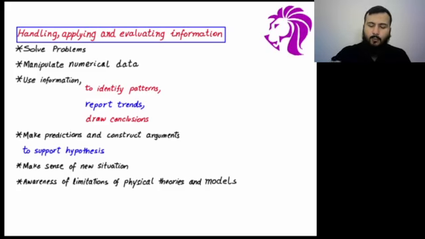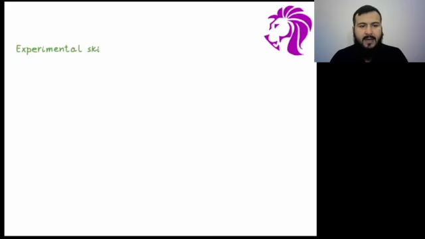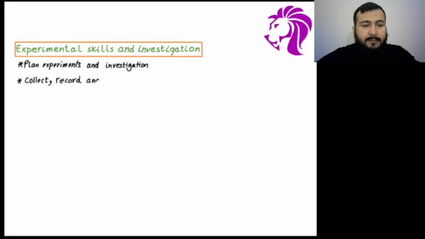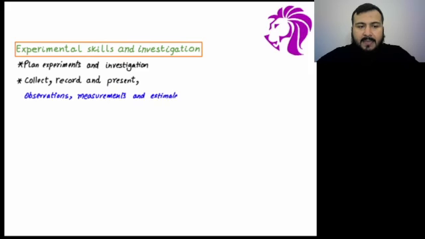Okay. Now moving on to the third learning objective, and it's experimental skills and investigation. What he expects us in this learning objective is to plan an experiment and investigation. That's the part of paper 5. He expects us to collect, record and present the observations we make, the readings we take, the measurements we take and the estimates that we do. That's mostly the part of AS paper 3, the practical paper.